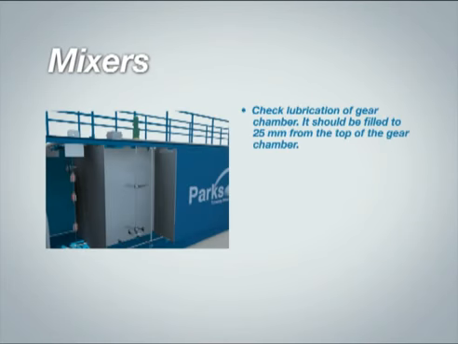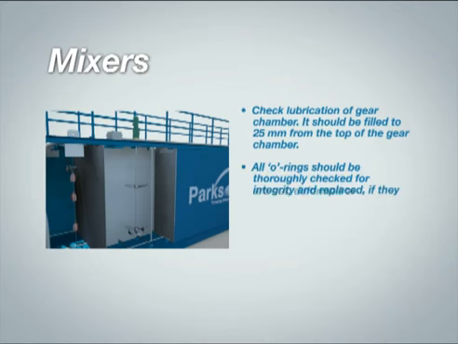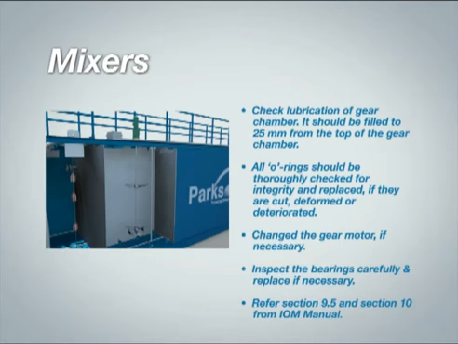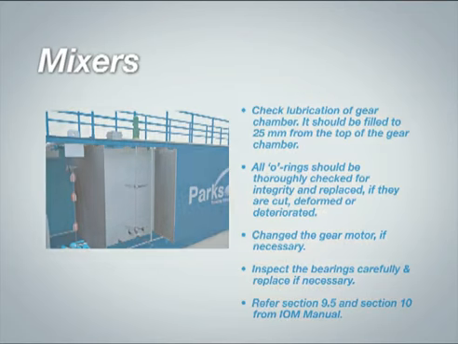Mixers. Check lubrication of gear chamber. It should be filled to 25 millimeters from the top of the gear chamber. All O-rings should be thoroughly checked for integrity and replaced if they are cut, deformed, or deteriorated. Change the gear motor if necessary. Inspect the bearings carefully and replace if necessary. Refer to Section 9.5 and Section 10 from the IOM manual.